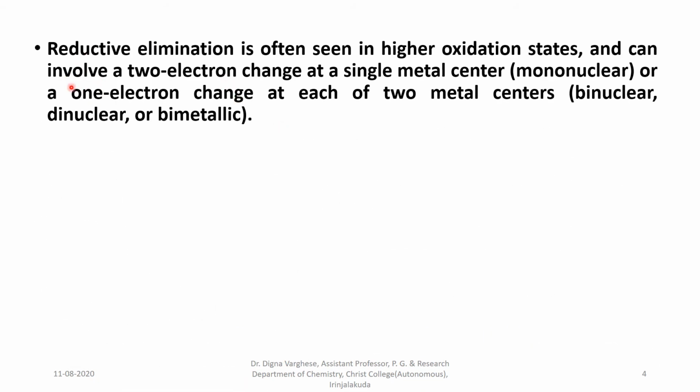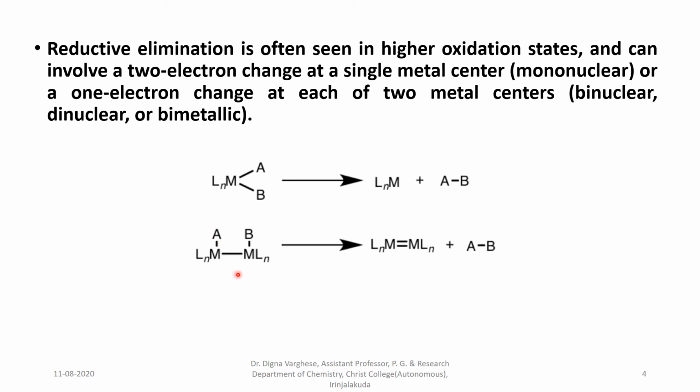Reductive elimination is often seen in higher oxidation states and can involve a 2 electron change at a single metal center or a 1 electron change at each of 2 metal centers, that is binuclear or bimetallic. Here in this example, the coordination number of the compound is higher than the product by 2 units and the metal is in a higher oxidation state than the product. So it is a reductive elimination reaction. If it is bimetallic, with 2 metal centers involved, there is only a 1 electron change. If it is a single metal center, a 2 electron change occurs.